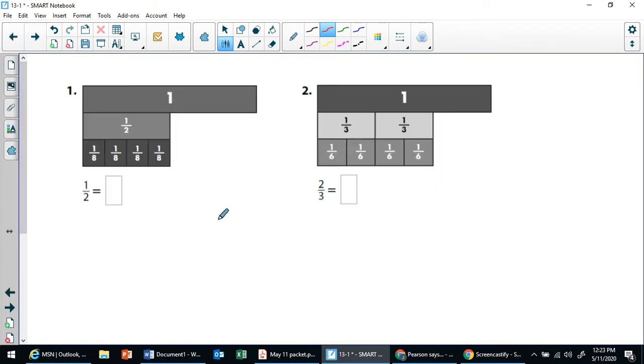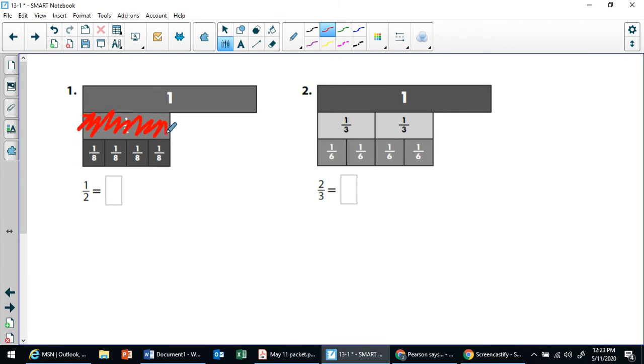So on this page, this is going to be continuing with 13-1. Here is number 1 and number 2, and I am going to do these with you. They want you to identify what fraction is equivalent to 1/2. 1/2 is right here, and feel free to take your pencil or a crayon or some kind of writing tool and shade in 1/2.